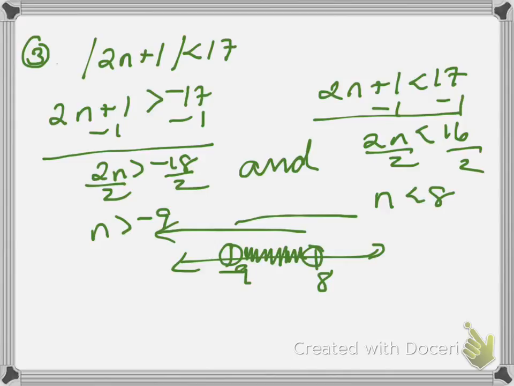Let me go to another color because I'm going to be writing on here. So let's pick 10. 10 is a nice number, all right? That satisfies n is greater than negative 9, right? Because 10 is greater than negative 9. So let's go in here. 2 times 10 plus 1 gives me 21. The absolute value of 21 is 21. Is 21 less than 17? And the answer is no. That is why the answer has to be between negative 9 and 8.